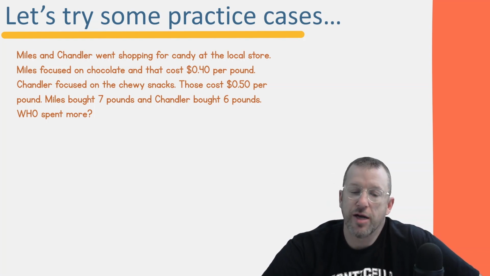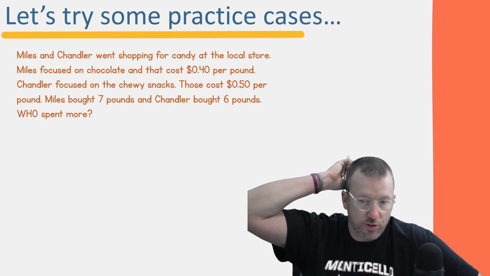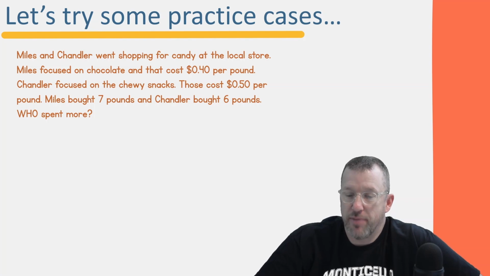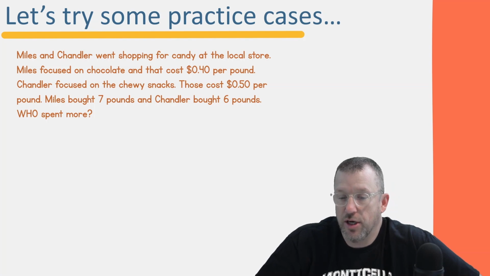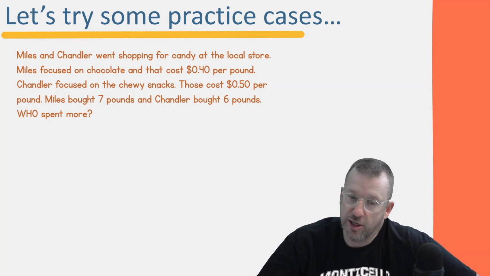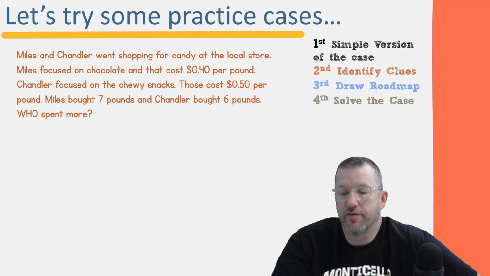So now we got these two characters called Miles and Chandler. They went shopping for candy at the local store. Miles focused on chocolate, and that cost 40 cents per pound. Chandler focused on chewy snacks. Those cost 50 cents per pound. Miles bought 7 pounds and Chandler bought 6 pounds. Who spent more? Okay, so for this scenario, we want to figure out who spent more on the candy. So the first thing is a simpler version.